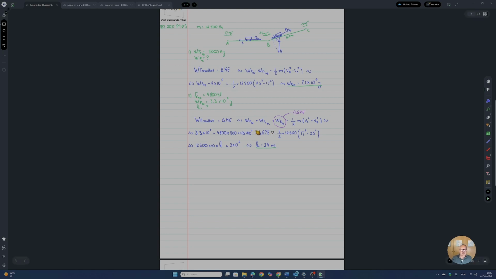No, this is what we want. Yeah, we want the height, so we're going to get the height from this. All right, this is mgh. We know m, we know g. The only thing that we do not know is h.